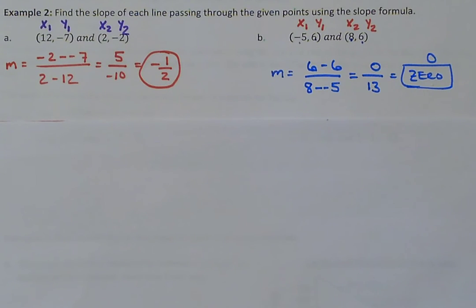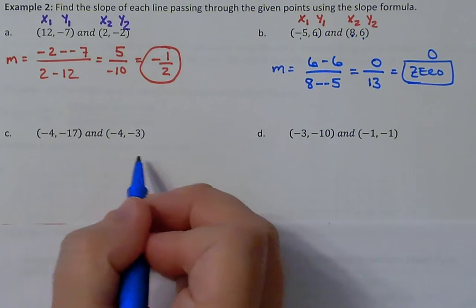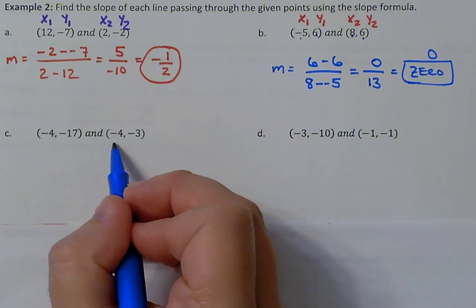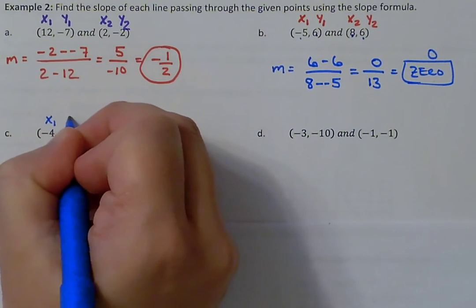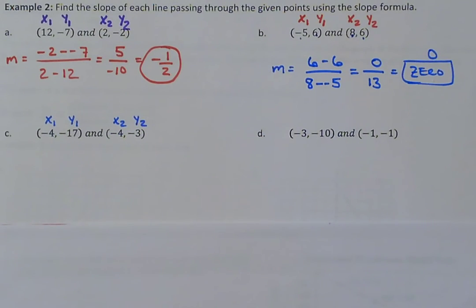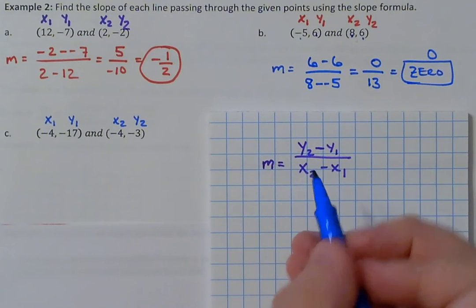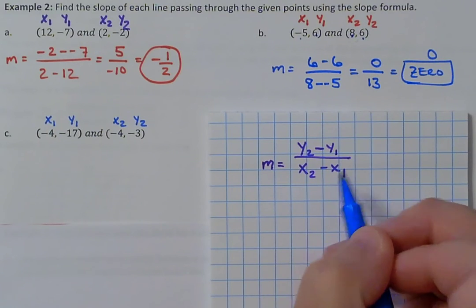part or example 2. Now, I do want to take a look at parts C and D real quick, just to kind of give you a reference of how other ones are done. If we look at part C, so I have negative 4, comma, negative 17, and negative 4, comma, negative 3. So my x1, y1, and my x2, y2 are like such. We're going to go through and use my slope formula. So m equals y2 minus y1 over x2 minus x1.